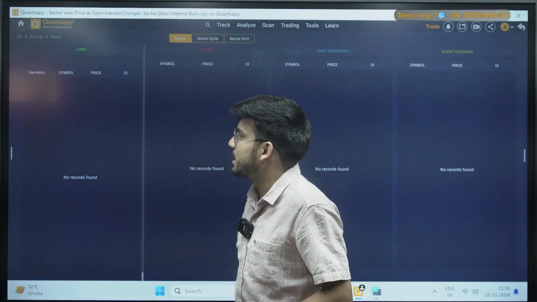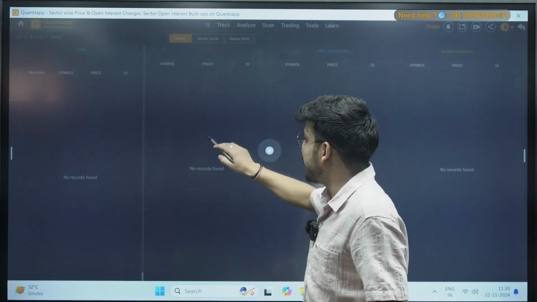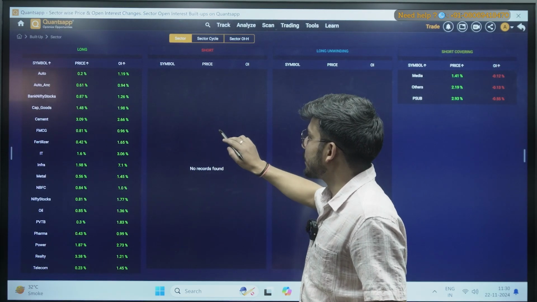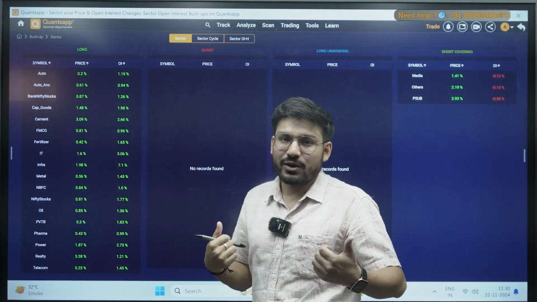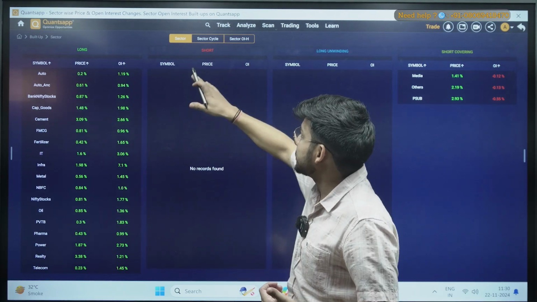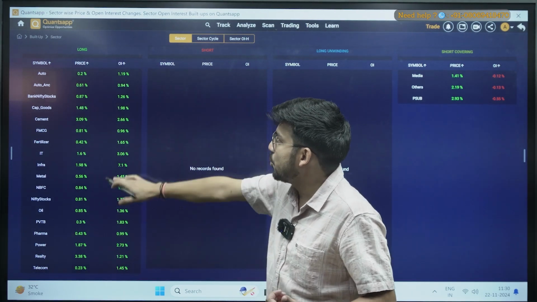Okay, so I will just click on it. Now what I have to do, if I'm trading in intraday, I can just use the sector here. So it will show me right now.